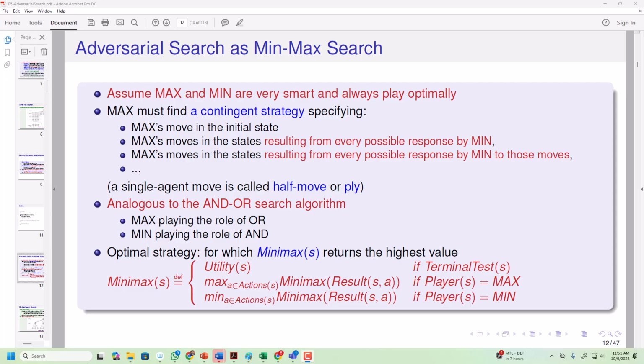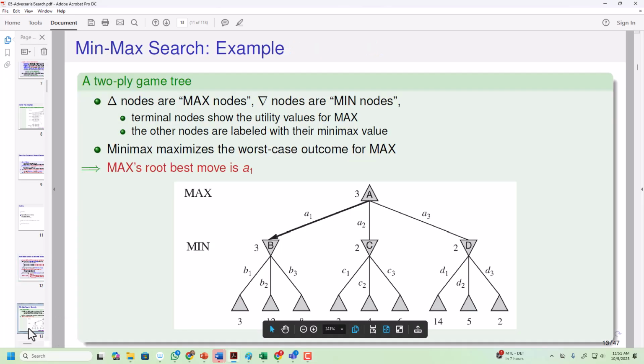So Max finds a contingent strategy specifying Max's move in the initial state, then Max's move in the states resulting from every possible response by Min, then again Max's moves in the states resulting from every possible response by Min to those moves, and so on. The goal is to find the optimal strategy, one that guarantees the best possible outcome, assuming the opponent also plays optimally, as I already said. This is an example to illustrate.